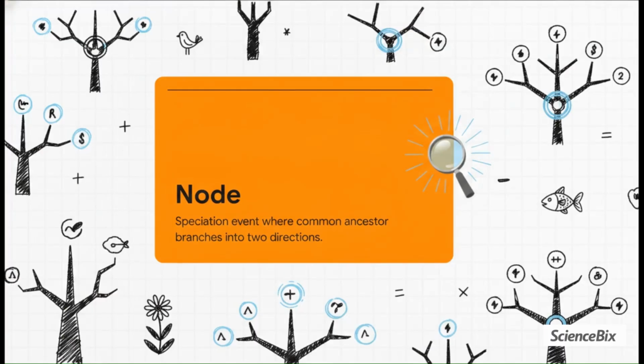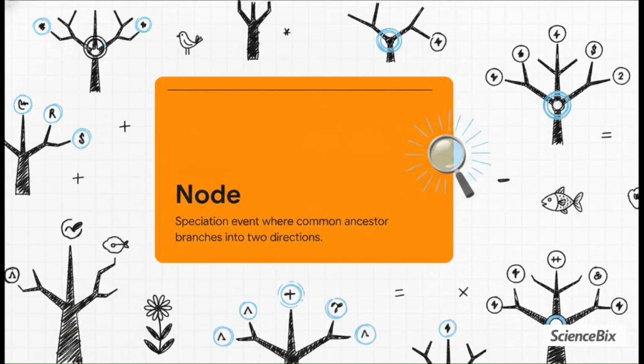To read any kind of complex map, you first have to understand its basic legend and the core symbols it relies on, right? Well, on a phylogenetic tree, the absolute most critical symbol is the node. Think of a node as a literal fork in the road, where a single ancestral path diverges. It represents a speciation event, the exact moment a common ancestor splits into two completely distinct directions.